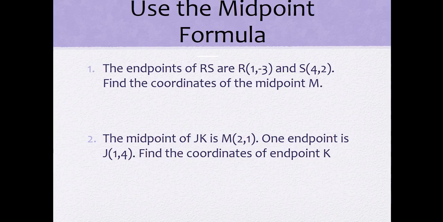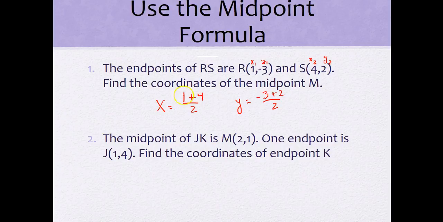So the endpoints of RS are (1, -3) and (4, 2). Find the coordinates of the midpoint. So the x value of the midpoint is, we add the x's, so 1 and 4. So remember, it's x then y, x then y. So let's do these as the first and these as the second. So we add the x's together and divide by 2. And the y value, same idea, add the y's and divide by 2.